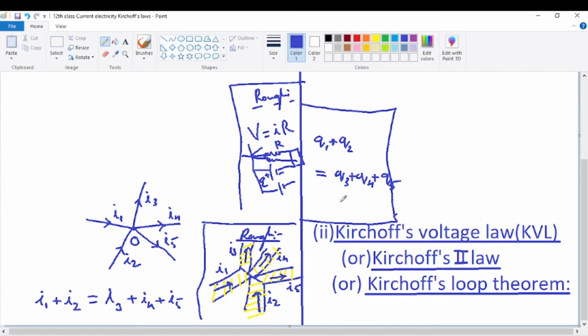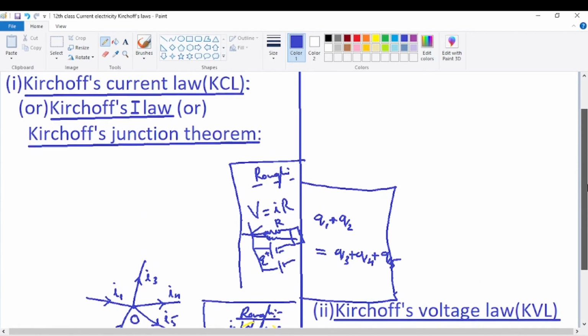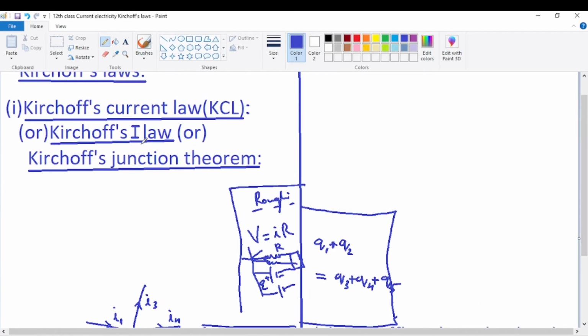The statement is very simple, directly based on the law of conservation of charge. The sum of currents entering a junction is exactly equal to the sum of the currents leaving the junction. That itself is called Kirchhoff's current law, or Kirchhoff's first law, or Kirchhoff's junction theorem, because it's related to a junction, the point or the region where a number of conductors are meeting.